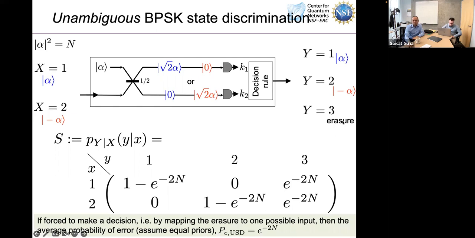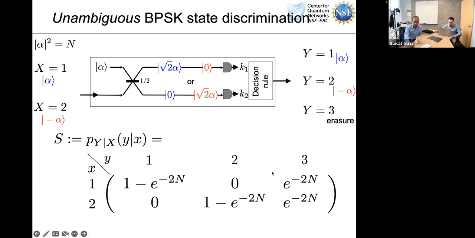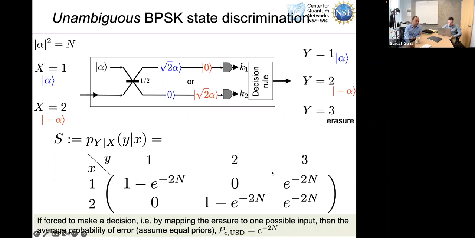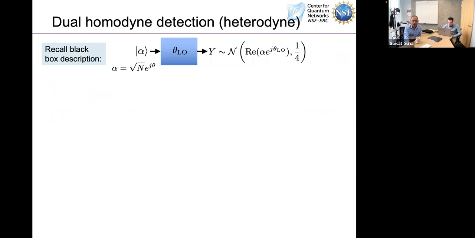Such a receiver is called unambiguous state detection. Now, if you force your unambiguous state detection receiver to finally make a guess, which it is not designed for, then if it gets an erasure, it can just make a random answer. It can just say that it was hypothesis 1. And then obviously it will make an error with probability e to the minus 2n. Unambiguous state discrimination for more than 2 coherent inputs is a very interesting open problem, and it has applications in designing receivers for communications, especially when you are designing receivers that act collectively on a code word that is comprised of many pulses. I'll come back to this in a second.